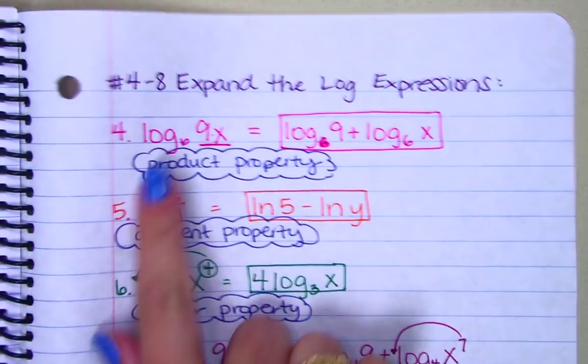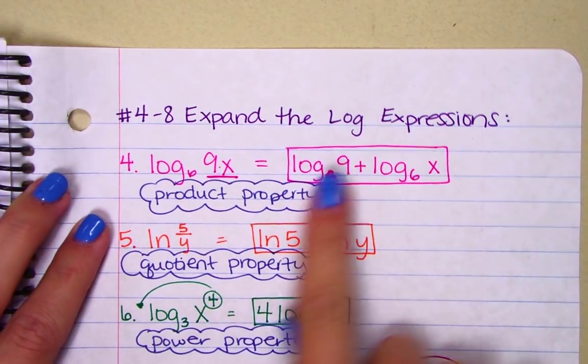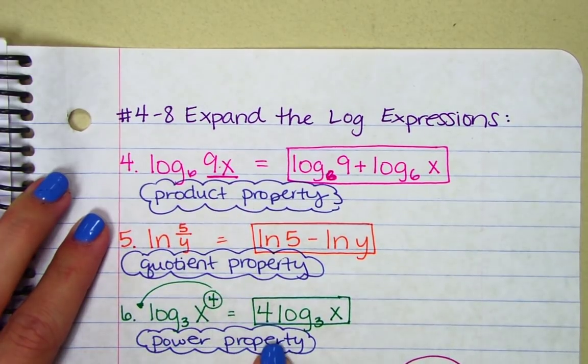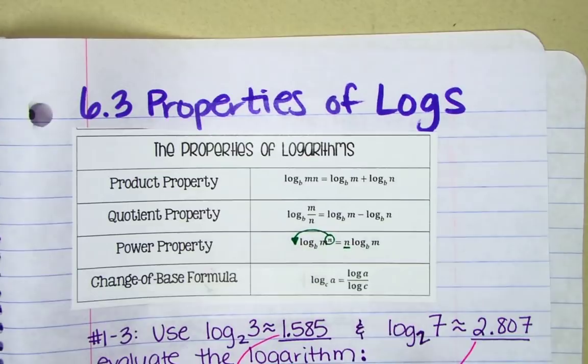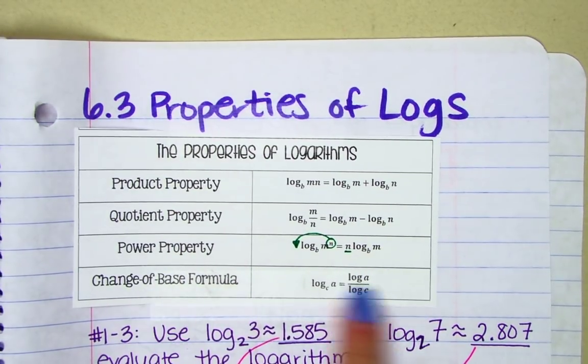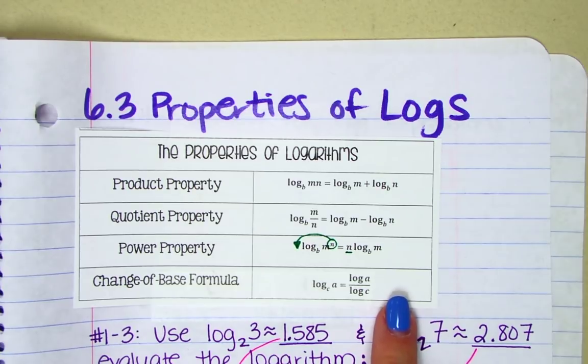On problems 4 through 8, we expanded the log expressions. They started out small, and we expanded them using the different properties that we learned last class. We're still going to be using these properties on the front page, including the fourth one, which we did not do last class, right?